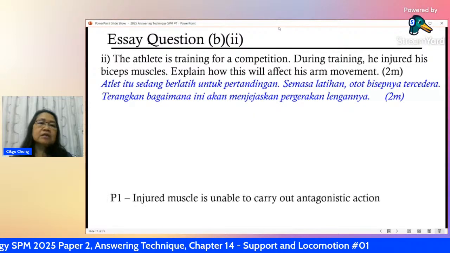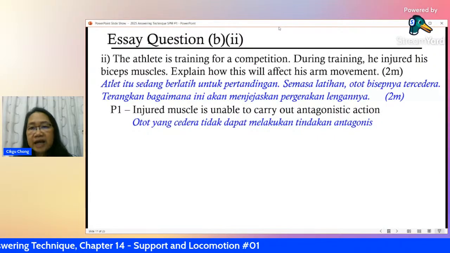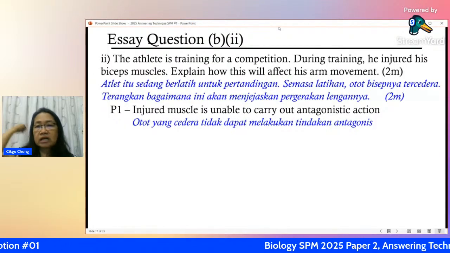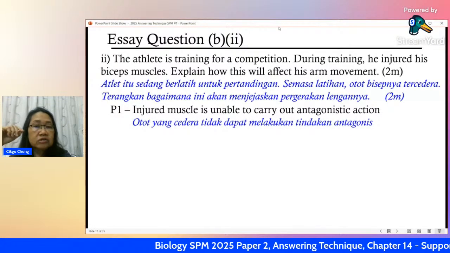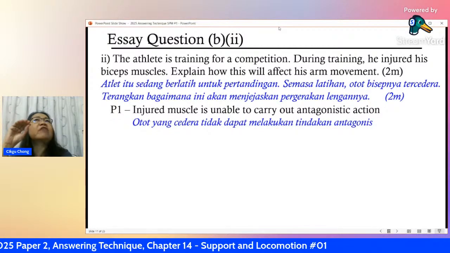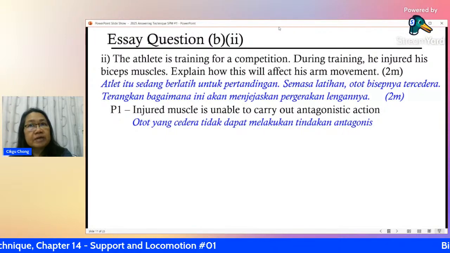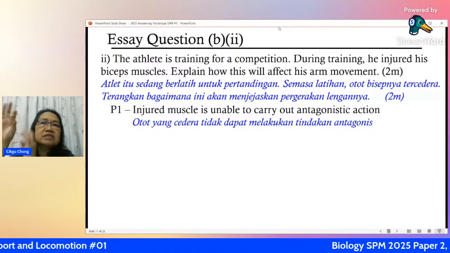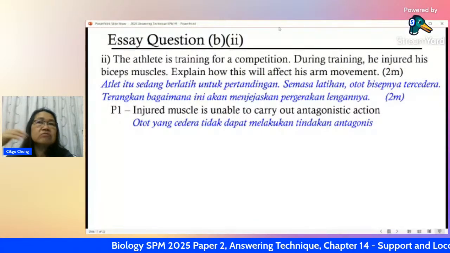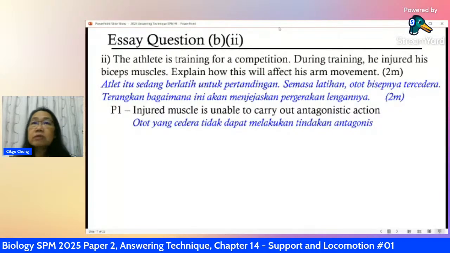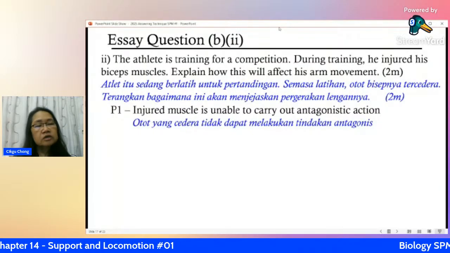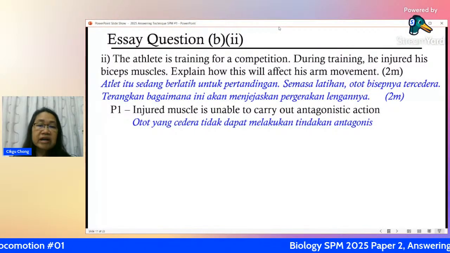Okay, so answer. Now, injured muscle is unable to carry out antagonistic action. So you use this word. Antagonistic means it cannot contract, and then the other one cannot relax. Okay, antagonistic action. So because this question talks about injury and all that, remember, whenever you have a question that says, what happens if injury happens? What happens if something cannot happen? This part is rosak, this one is injured. Your answer must be negative in nature. It must sound negative. It cannot do what? That is how you should answer it. So injured muscle is unable to carry out antagonistic action.